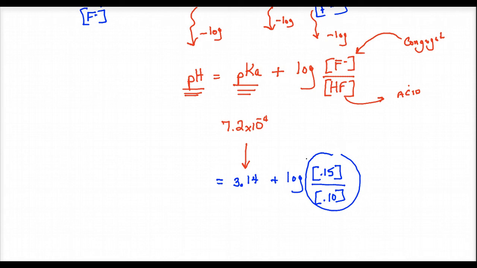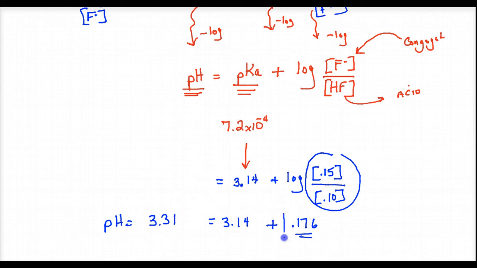Let's find the log of 1.5. Log of 1.5 is equal to, this whole expression, 0.176. Not much. So we start at 3.14, and we add a little bit to this pKa, and this plus 3.14 is 3.31, which is our pH. Another way to do it, I think a lot easier, but I want you to understand what it really means.